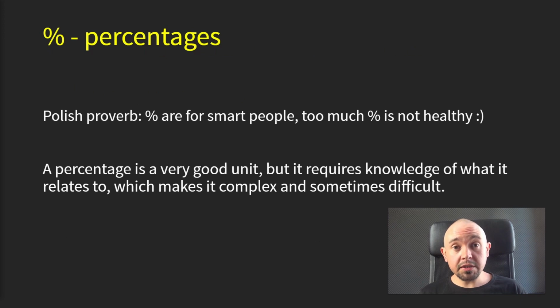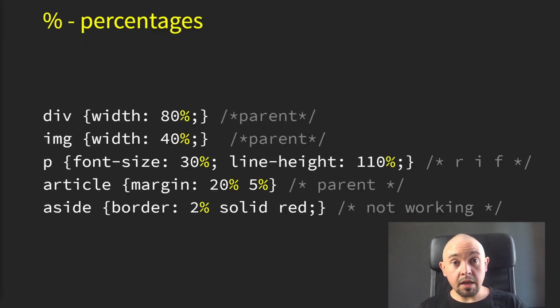Another relative unit is percentages. A Polish proverb says that percentages are for smart people, because too many percentages are not healthy. A percentage is a very good unit, but it requires the knowledge of what it relates to, which makes it complex and sometimes difficult. Let us give ourselves a few examples.